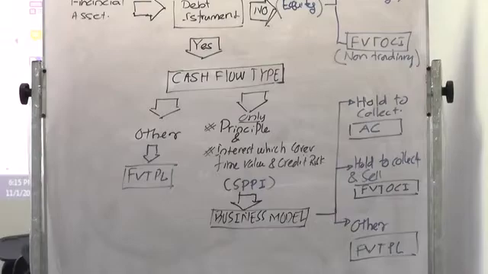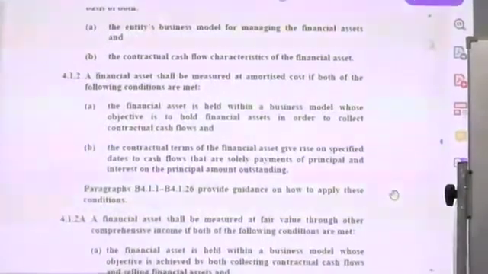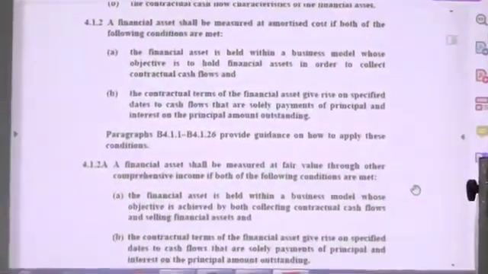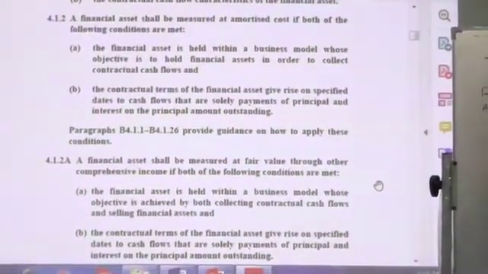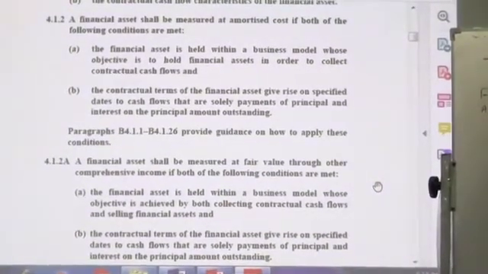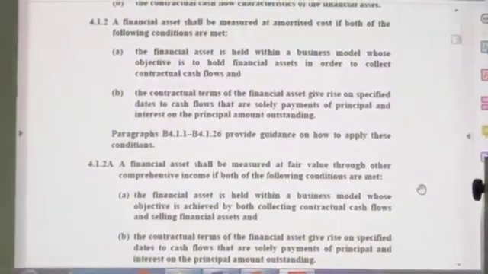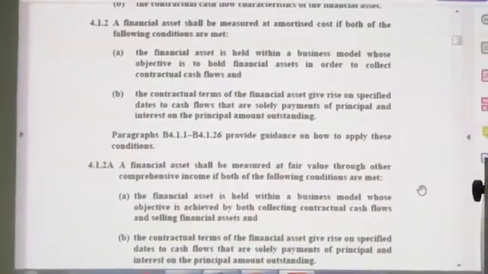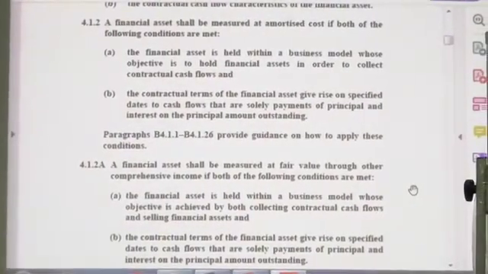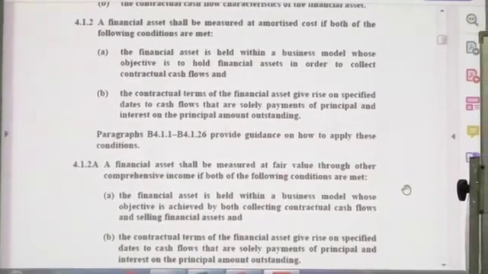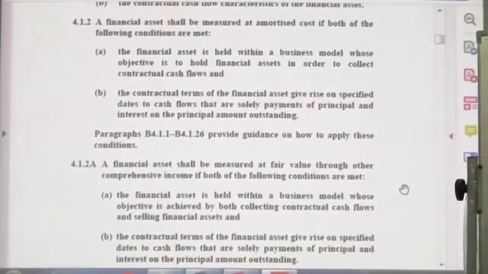Now take paragraph 412. Since you are here, you can see both the whiteboard and the screen. When you are watching the video, please go back and take a snapshot of the whiteboard classification, then see this part, right? Okay. 412. A financial asset shall be measured at amortized cost.